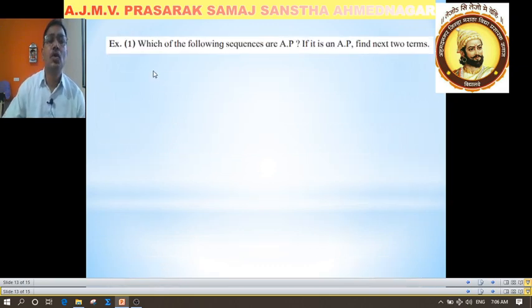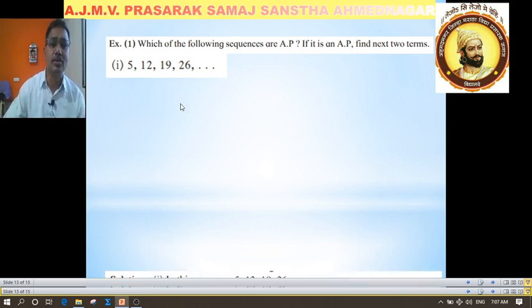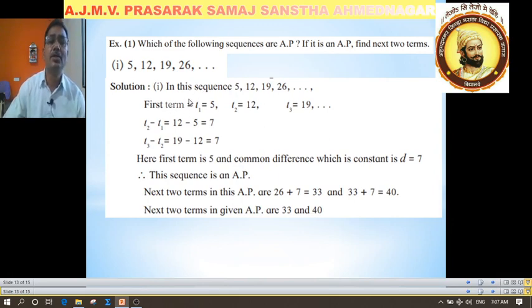First question is: which of the following sequences are arithmetic progression? If it is an arithmetic progression, find the next two terms. Sequence is a, 5, 12, 19, 26. We have to check whether this is an arithmetic progression or not. What is the definition of arithmetic progression? The difference between any two consecutive terms is constant. So let us check the difference. In this sequence, the first term T1 is equal to 5, second term is 12, third term is 19 and fourth term is 26.